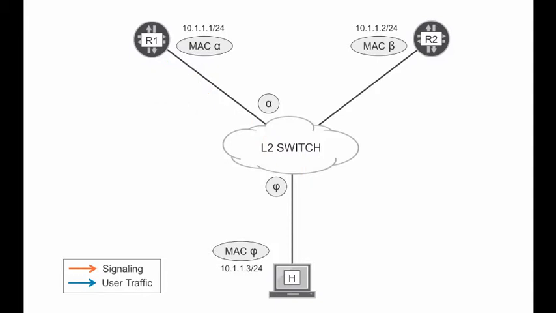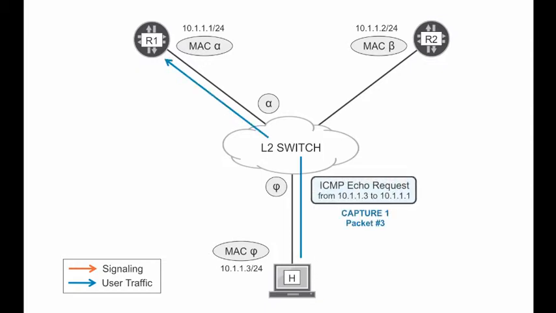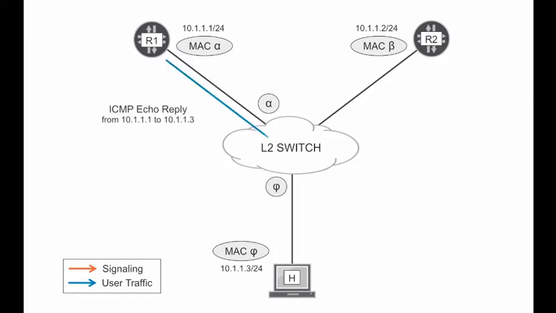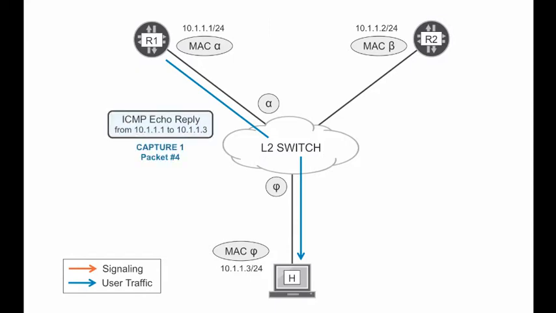When you ping from H to R1, an ICMP echo request packet is encapsulated in a frame whose destination MAC address is alpha. So the level 2 switch only forwards it to R1. And a similar principle applies to the ICMP echo reply, and that's ping in action.